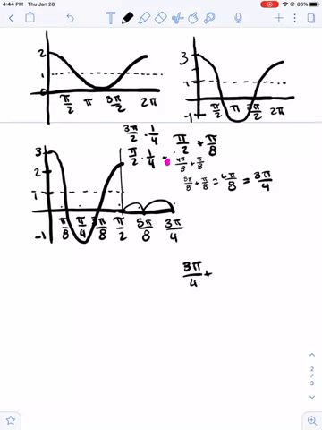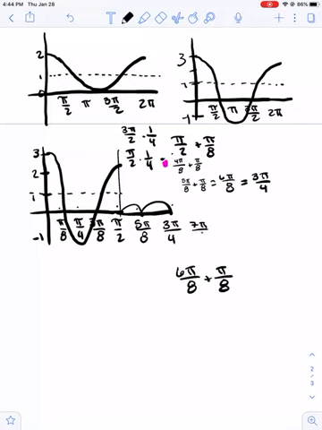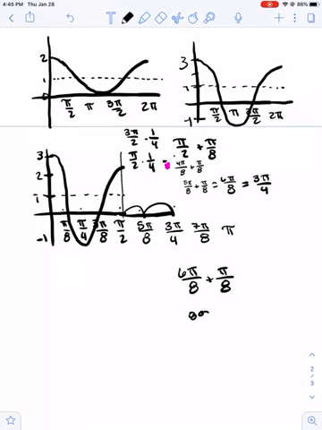So 3 pi over 4, or 6 pi over 8. Keep that common denominator for now. 6 pi over 8 plus pi over 8 is 7 pi over 8. 7 pi over 8 plus pi over 8 is 8 pi over 8, which is pi. And then pi over 8 plus pi over 8 is 9 pi over 8. And now we'll have a full rotation period.